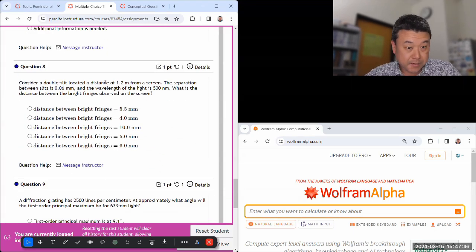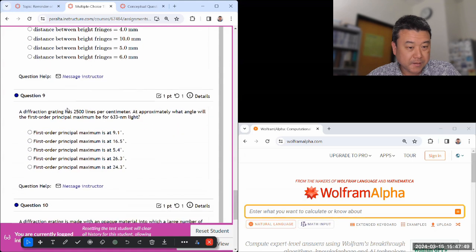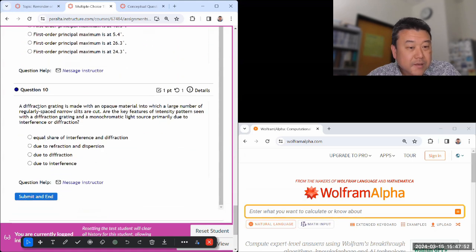Consider a double slit located. Okay, calculation, skipping. Oh, I think all the questions. Okay, not this one. Diffraction grating, what are the key features in this pattern, and monochromatic primarily due to. That is such a vague question. Key features. I'm gonna say the main key feature is the principal maxima, and that I want to say interference, but the correct answer might be this. Let me just stick with the interference.